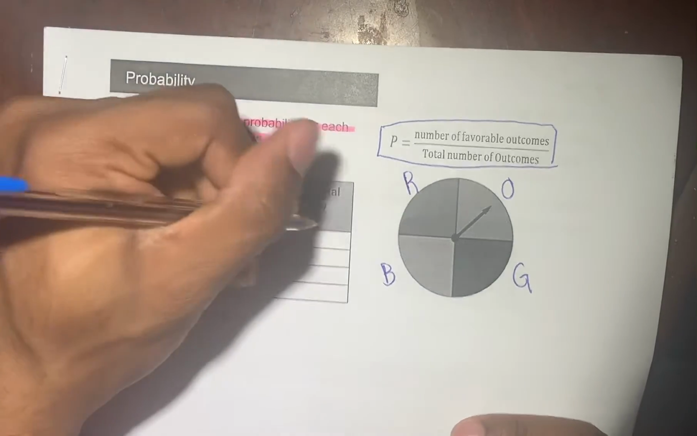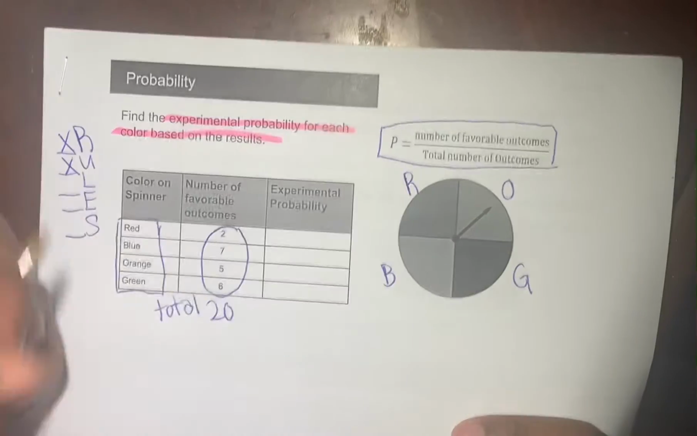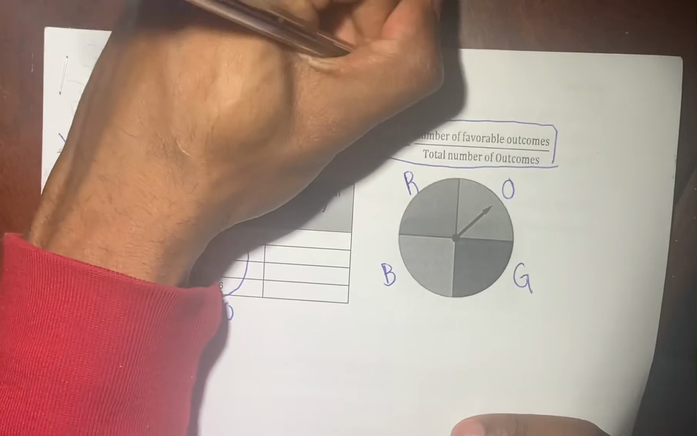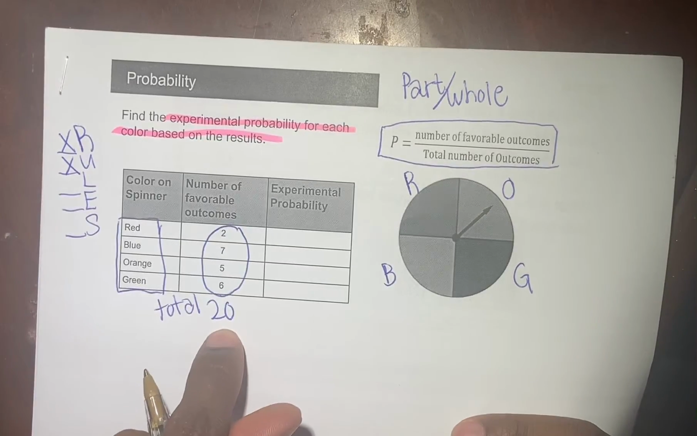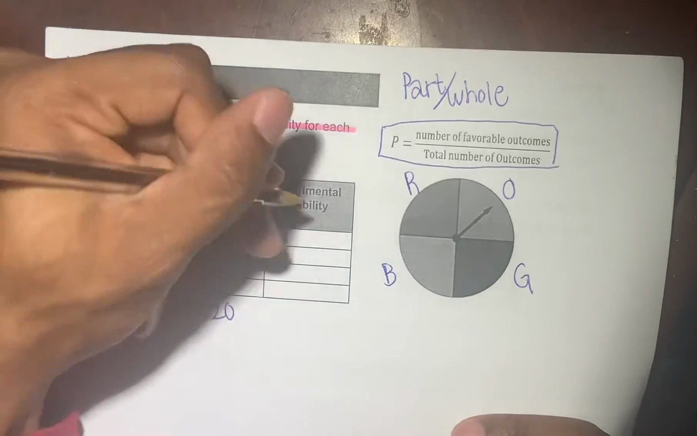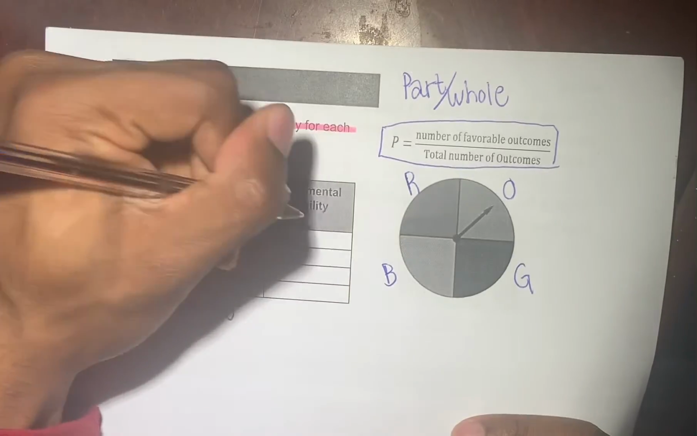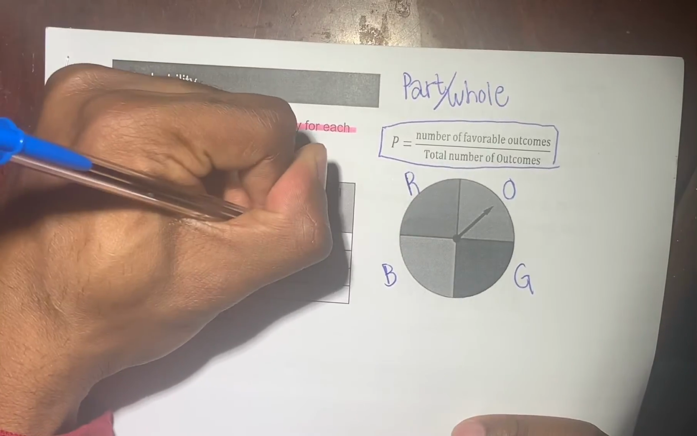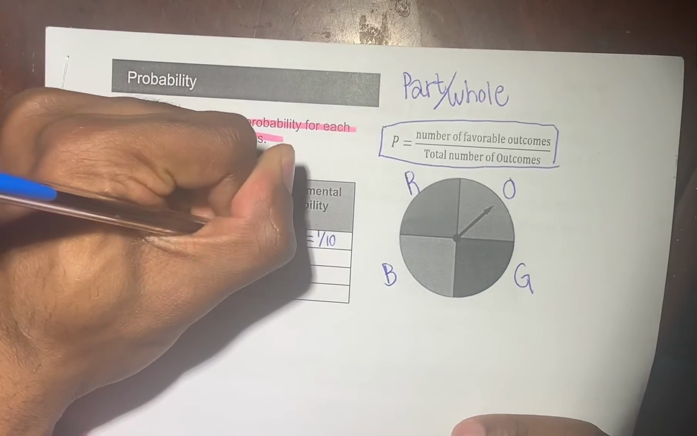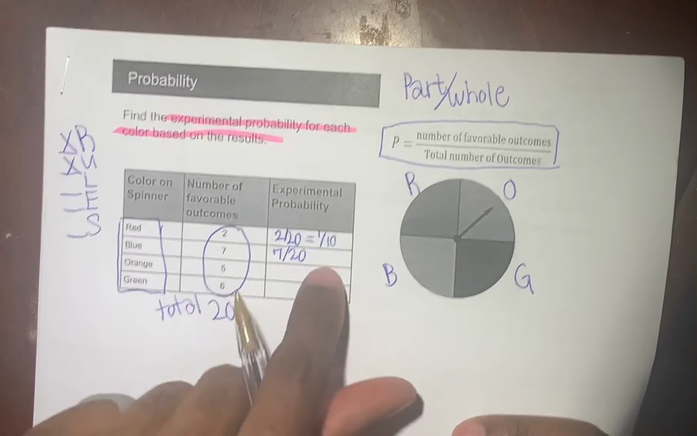All right? Now, the experimental probability is the number of favorable outcomes over the total number of outcomes. We've always been doing this as part over whole. So the whole would be the total, and the part would be the amount of times that it landed on that color. So for red, it would be 2 over 20, which would be simplified to 1 over 10. Blue would be 7 over 20. There's no common factors, so we'll leave that as 7 over 20.